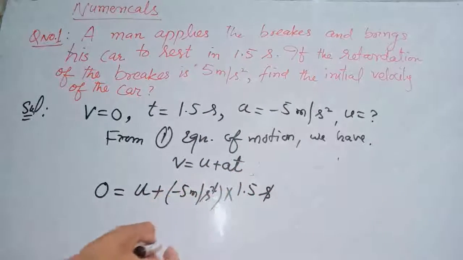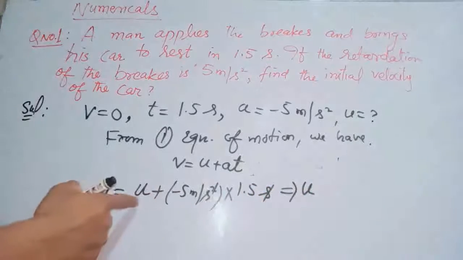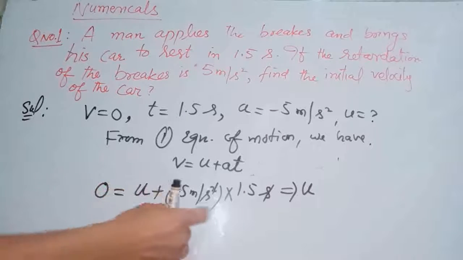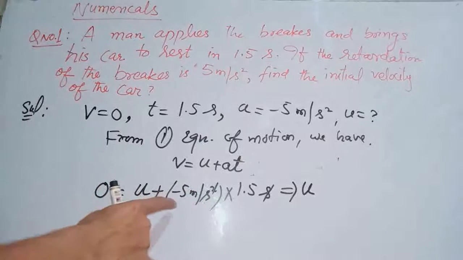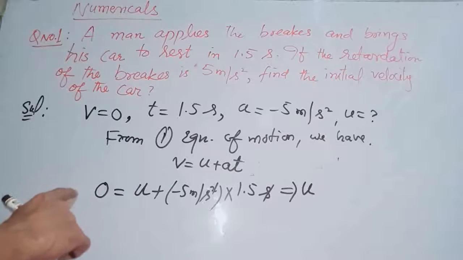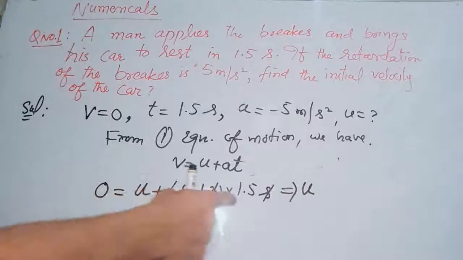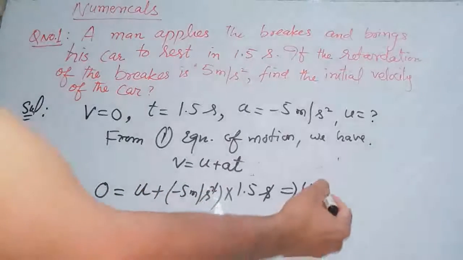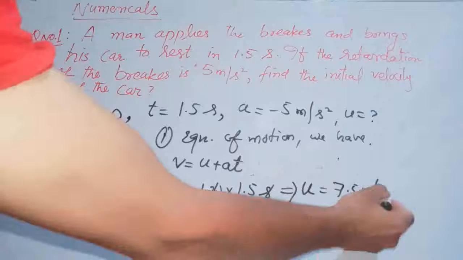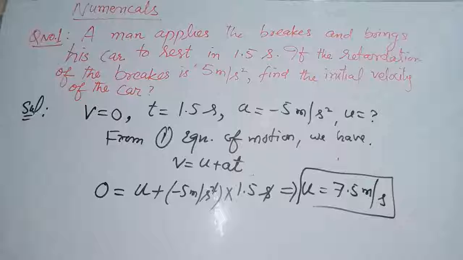Second and second will get cancelled. We will get u. I can transfer this to the other side, and this will be plus, because this is minus here. So u is equal to 5 into 1.5, which is actually 7.5 meter per second. So our answer is initial velocity will be 7.5 meter per second.